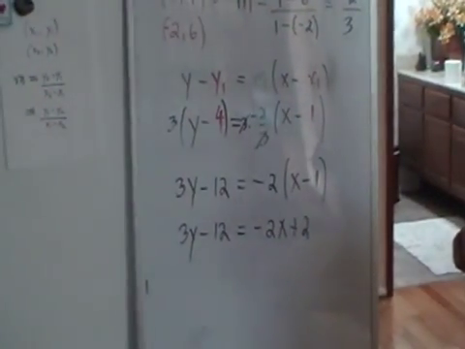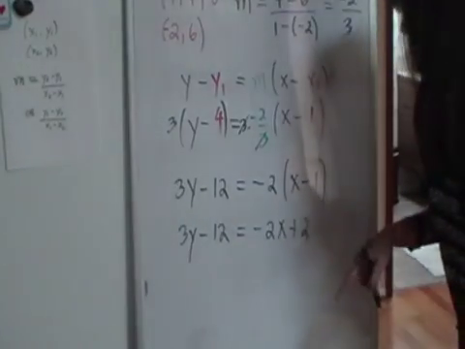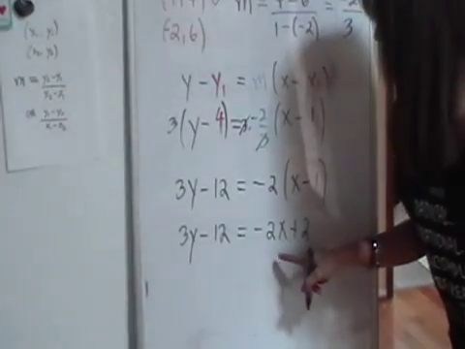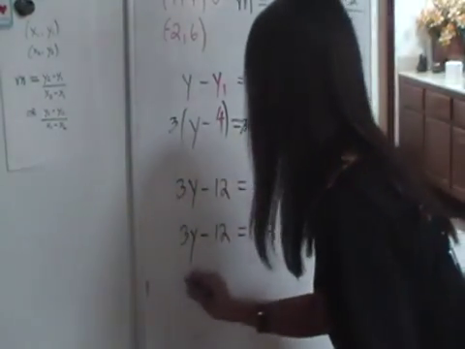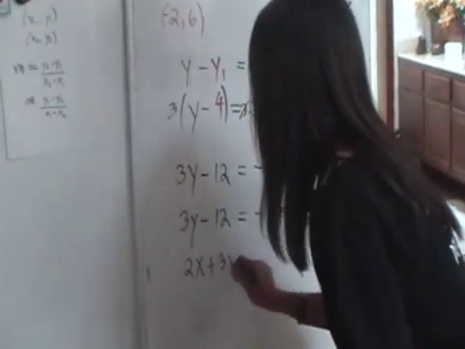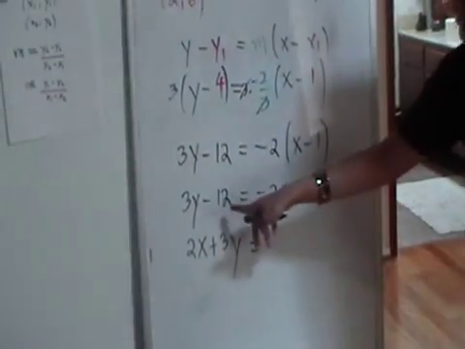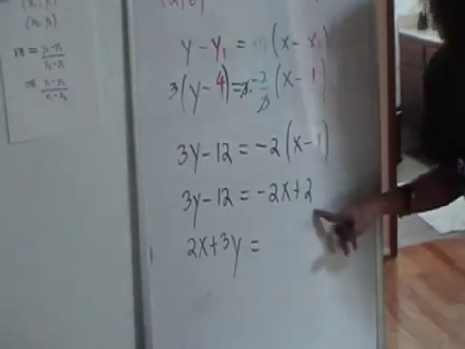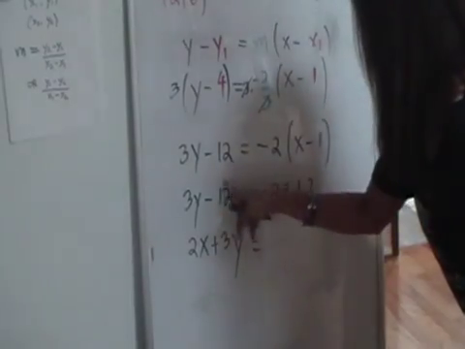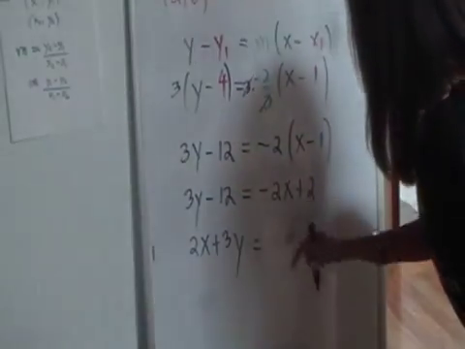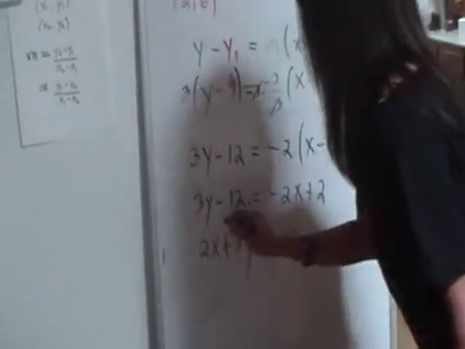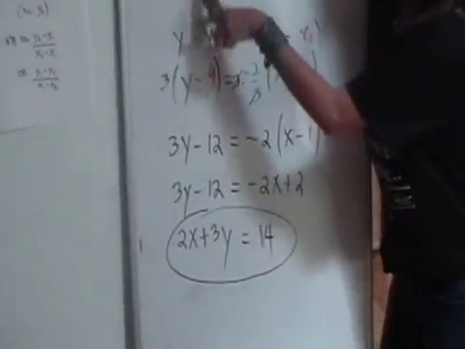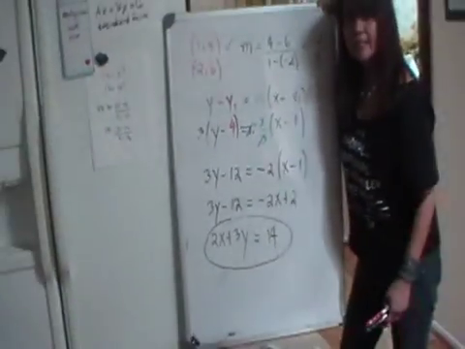Let's say we want the standard form of the equation. So if we want the standard form of the equation, we want x and y together on one side. So I can add 2x to both sides of the equation to get 2x plus 3y equals, now I want to move that minus 12 over to the right side, so I can do that by adding 12 to both sides. So adding 12 to both sides, the negative 12 will disappear here and the 2 will become a 14. And there you go, you have the standard form of the equation of the line that goes through the 2 points 1, 4 and negative 2, 6.